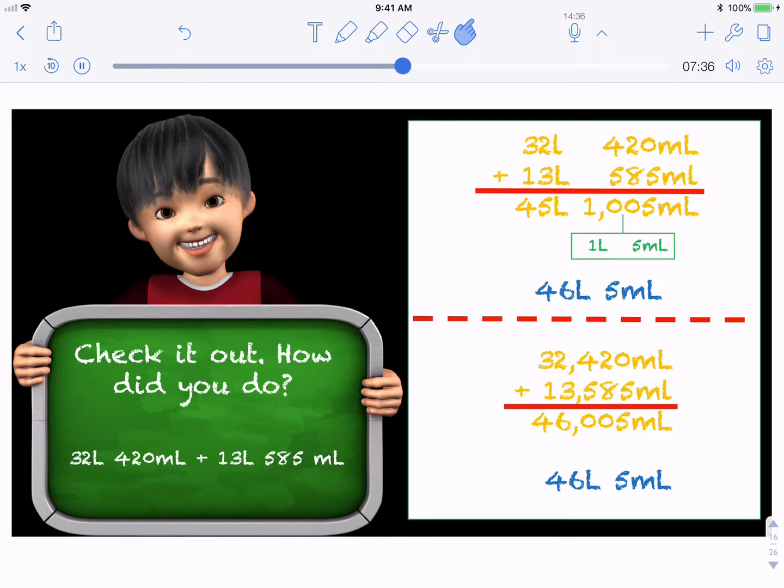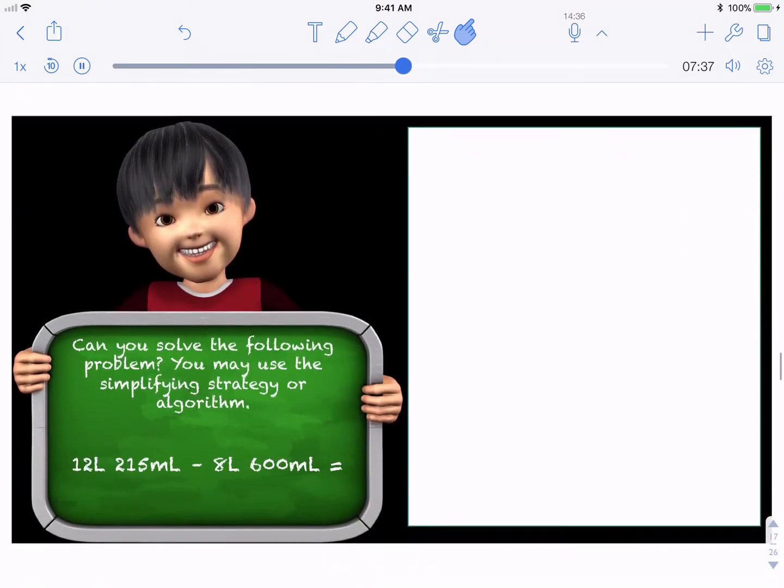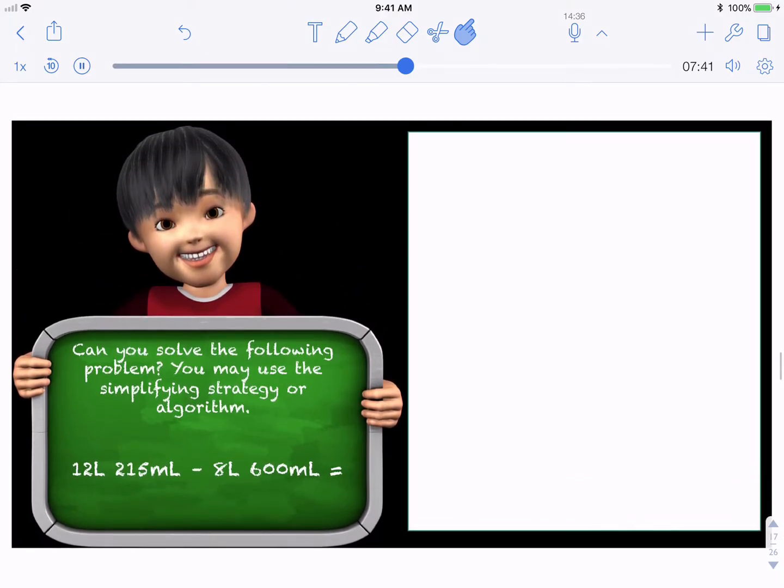Okay, let's look at the next slide. Can you solve the following problem? You may use a simplifying strategy or algorithm. So, go ahead, pause it. Just remember, 1,000 milliliters is the same as 1 liter. So you could say 12,215 milliliters minus 8,600 milliliters, or you could keep them the same and subtract. Your choice. Pause it, solve it, move on when you're ready.